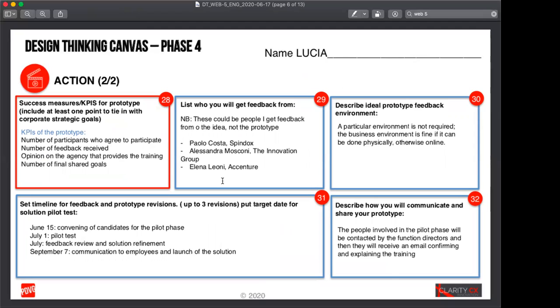So the only thing we would have liked to have done is to describe the prototype and then actually make the prototype, and her next step now will be at this point to get feedback on that prototype.